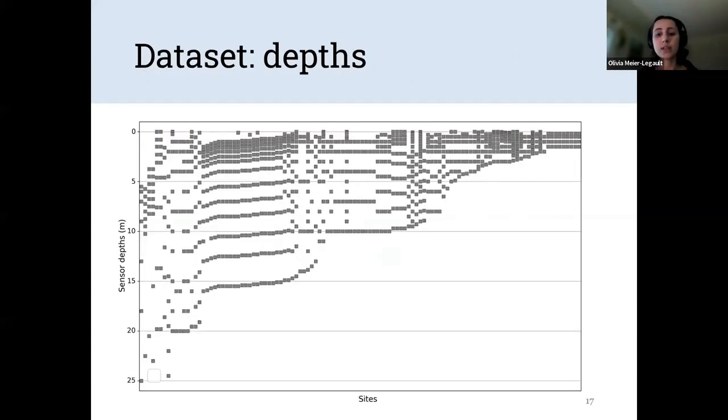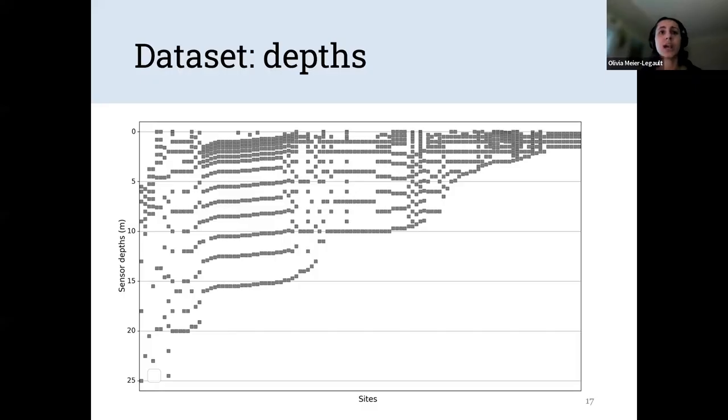Here's what the depths look like. So here's a graphical representation of our sensor depth, where every vertical line is a different borehole and every square is a different sensor. So there's temperature being measured at every sensor here.